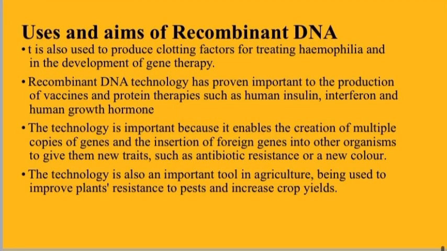Uses and aims of recombinant DNA. It is also used to produce clotting factors for treating hemophilia and in the development of gene therapy. Recombinant DNA technology has proven important to the production of vaccines and protein therapies, such as human insulin, interferon, and human growth hormone.